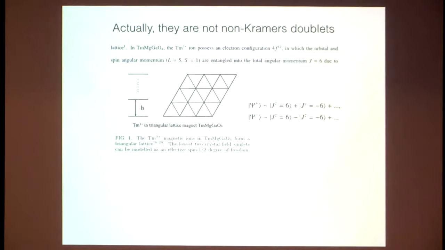Likewise, if you look at the wave function of these two singlets, they are very, very close. The combination of so-called J equals 6 and minus 6, and also some component of plus or minus 3 doesn't really matter.